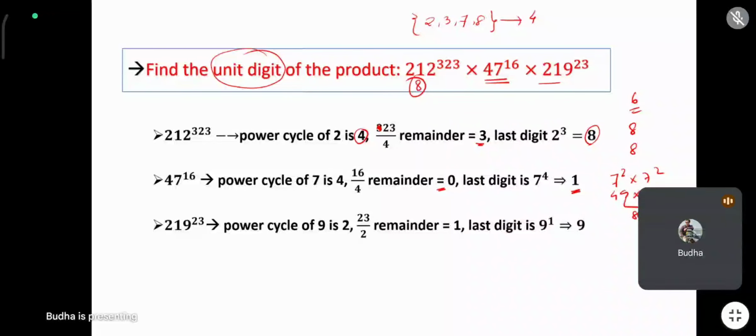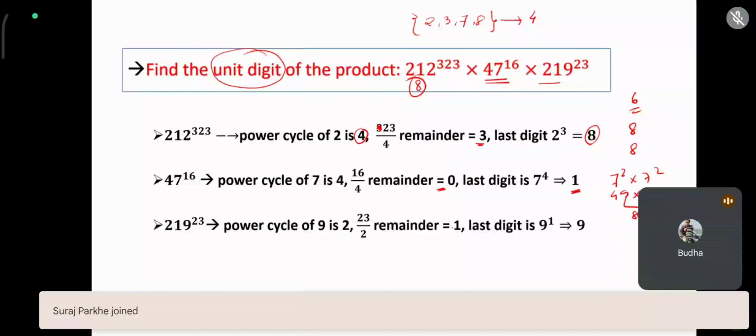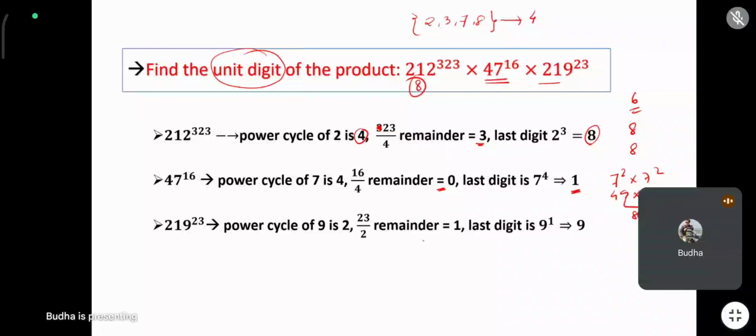So answer is 1. Now the last one. For 9 it's very easy. The cycle is 2, right? So you may not follow this protocol, this rule. You may simply say the power is odd. Whenever the power is odd, it is 9.